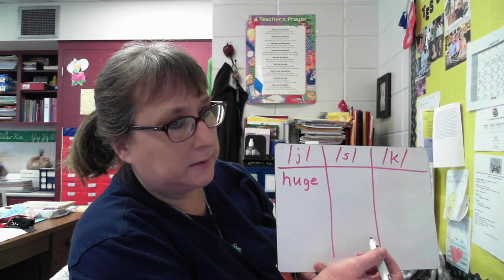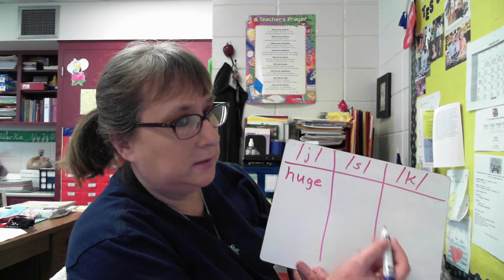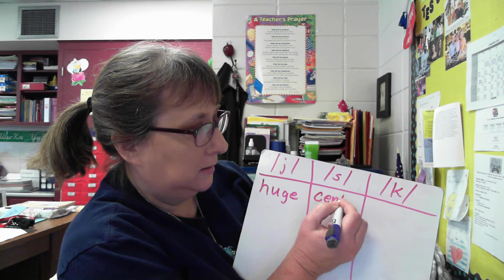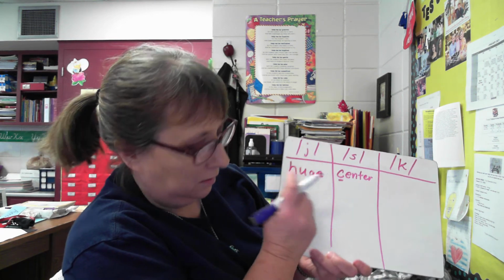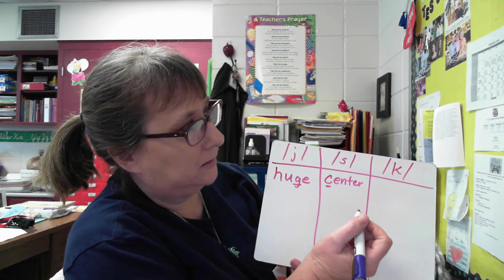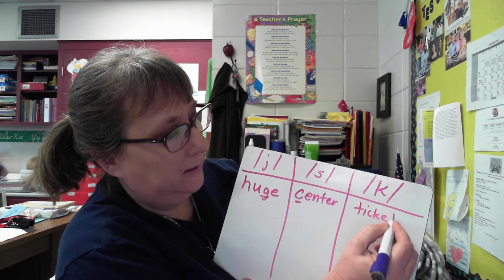All right, the next word. Center. Well, I hear the S, but I've got to determine whether it is an S or a C. So center, we had this a couple days ago when I practiced it on the board. Center is C-E-N-T-E-R. And what makes the S sound? The C. All right, the next word, ticket. T-I-C-K-E-T. So tick, and then et. So what two letters make the K sound?